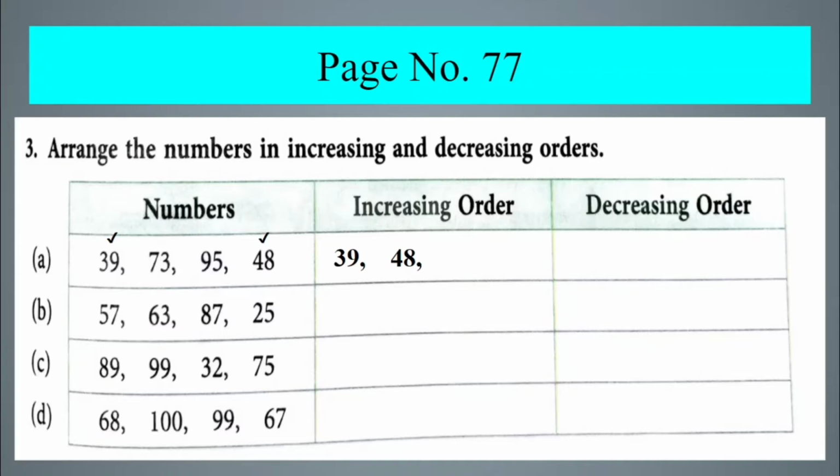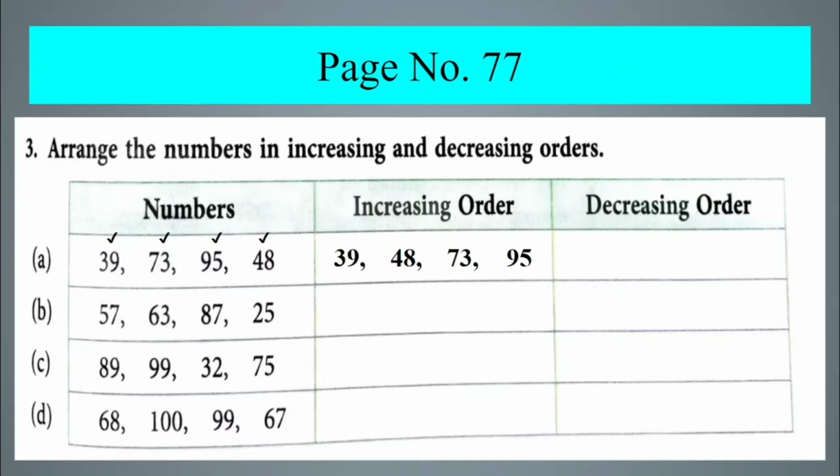Now we are left with two numbers, that is 73 and 95. Which among the two is the smallest number? Very good. 73 is the smallest among the two. So now we will write 73 after 48. So here we are left with only one number, that is 95, which is the greatest number among the four numbers. So we will write 95 after 73.